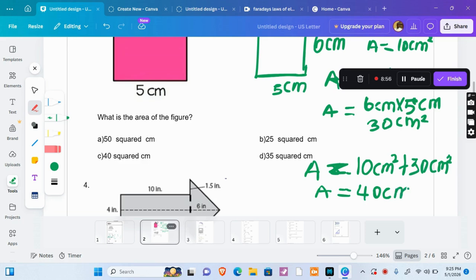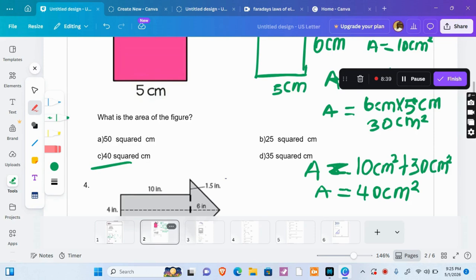So let's check the option that goes correctly with the answer. 50 no, 25 no, 35 no. Best answer option C, 40 squared centimeters or 40 centimeters squared.